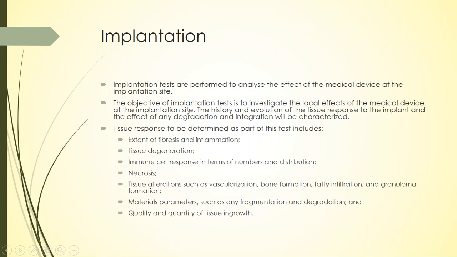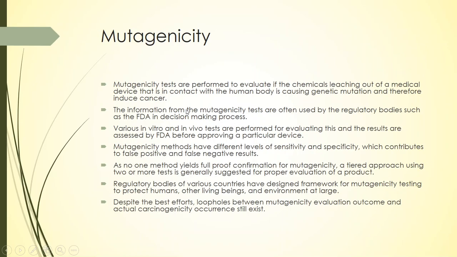Tissue response should be determined by extent of fibrosis and inflammation, then tissue degeneration, then immune cell response in terms of numbers and distribution, then you have to have necrosis based data, then tissue alterations such as vascularization, bone formation, fatty infiltration and granular formation as well, and then material parameters such as any fragmentation and degradation, and finally the quality and quantity of the tissue ingrowth. All this has to be analyzed with the implantation test, and these results need to be submitted to the notifying body. Finally, you have the mutagenicity test.